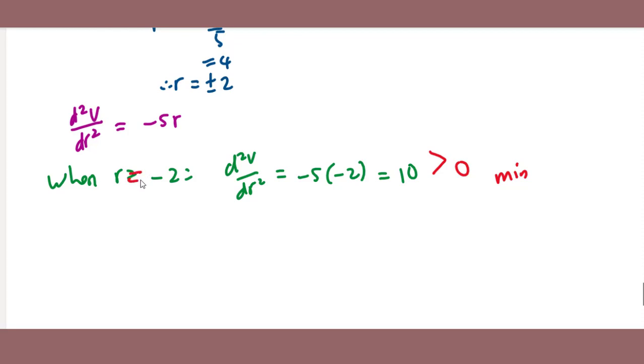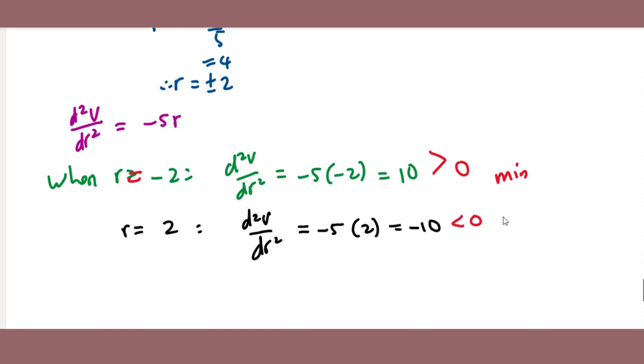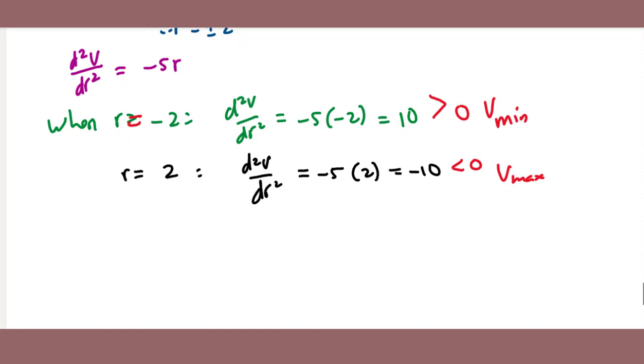When R is equal to 2, d²V/dR² is -5 times 2, which is -10. This is less than 0, so V is maximum. So the conclusion is R is equal to 2 gives V maximum. Okay, settle for number 7.